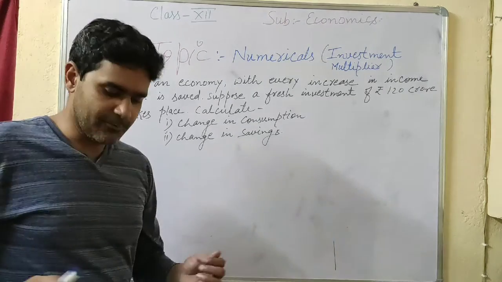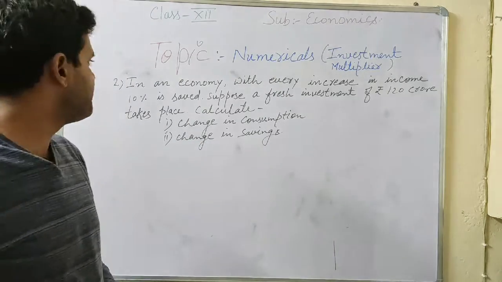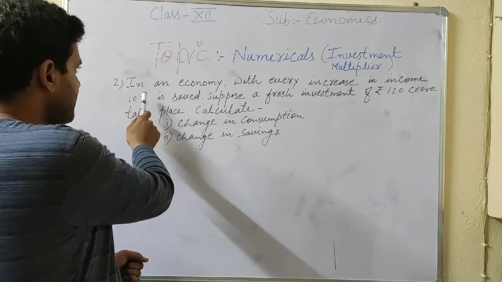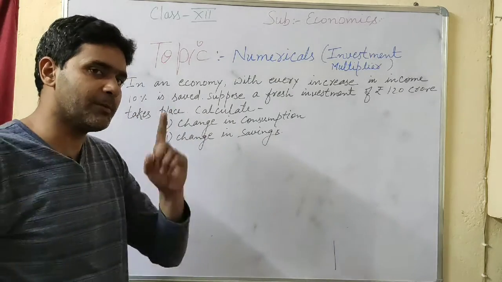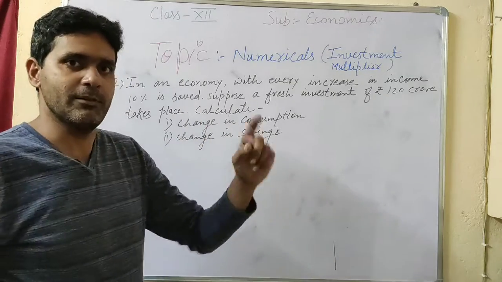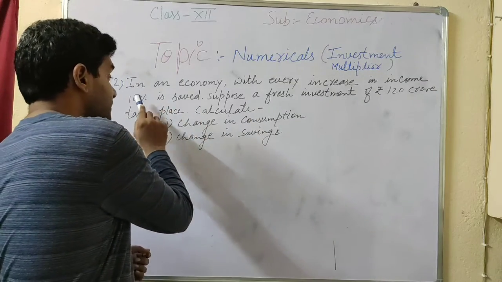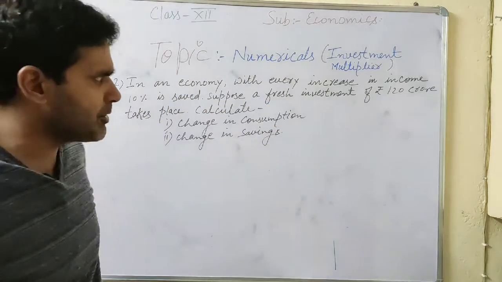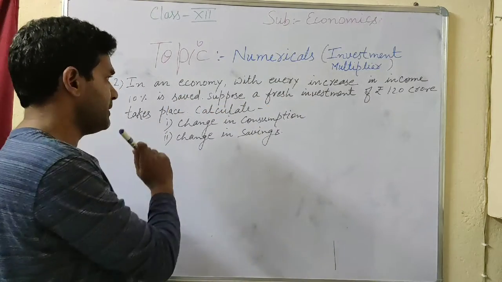So dear students, one more problem is there for you. In an economy, with every increase in income, 10% is saved. In the previous question, what was given? The MPC was given. But in this question, it is MPS. 10% is saved. Suppose a fresh investment of rupees 120 crore takes place.